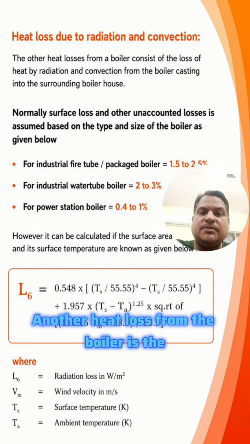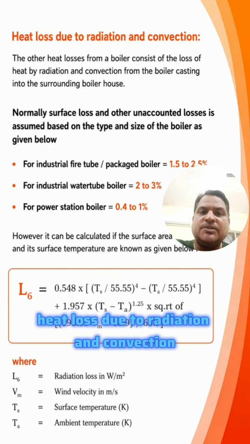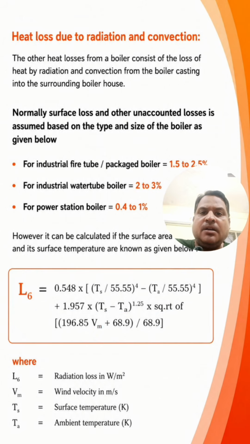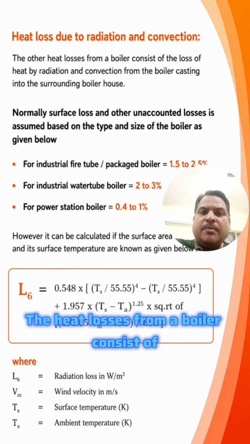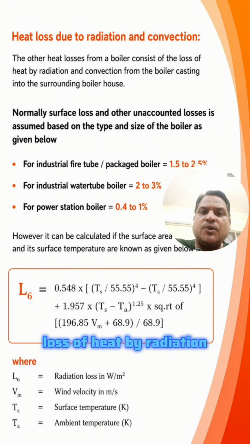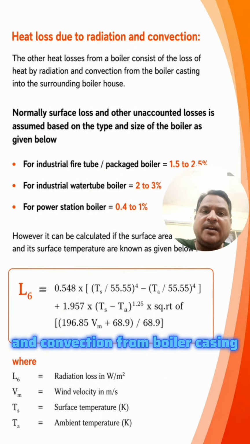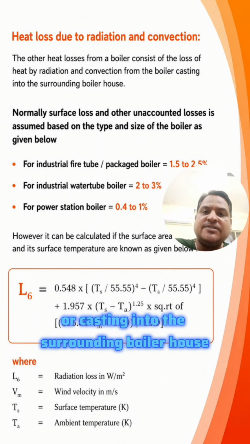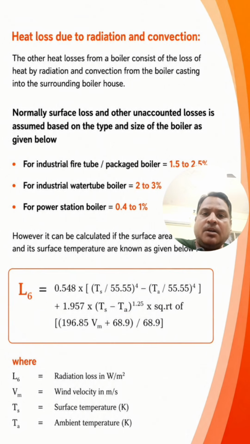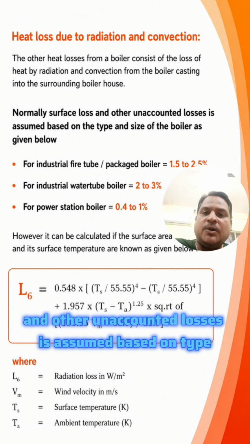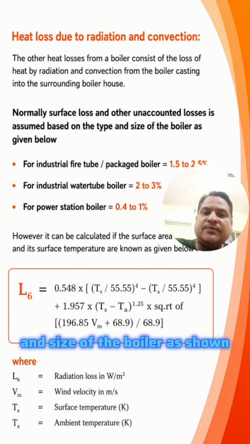Another heat loss from the boiler is the heat loss due to radiation and convection. The heat losses from a boiler consist of loss of heat by radiation and convection from the boiler casing or casting into the surrounding boiler house. Normally, surface losses and other unaccounted losses are assumed based on the type and size of the boiler, as shown.